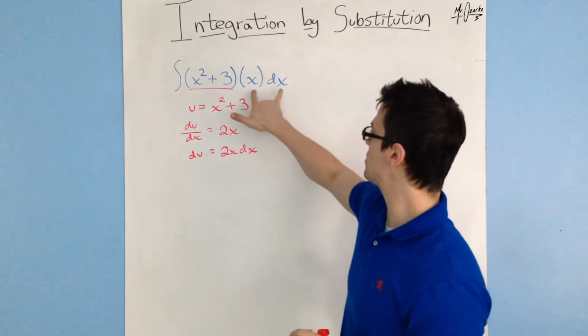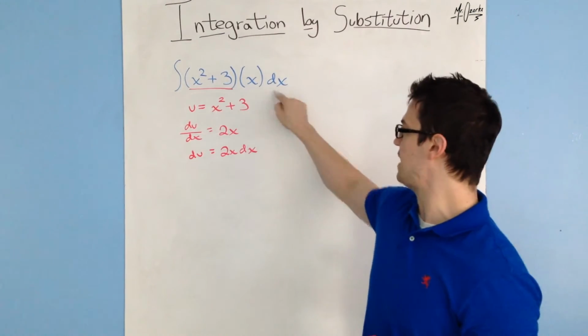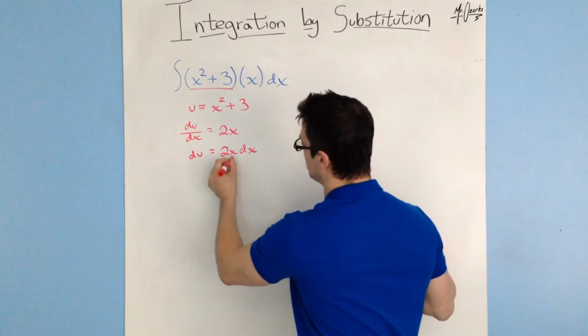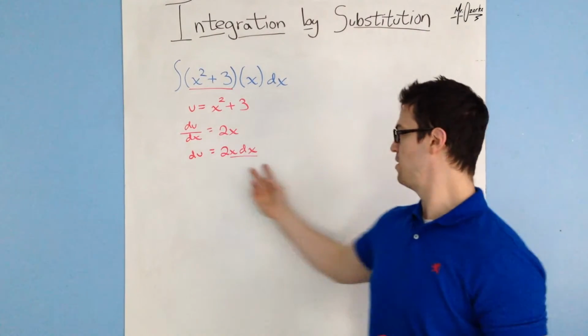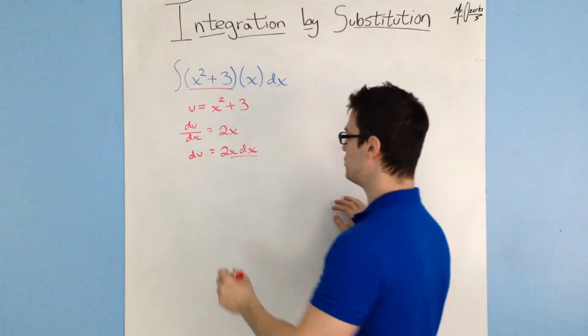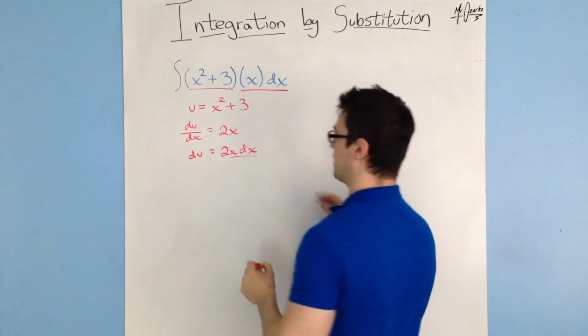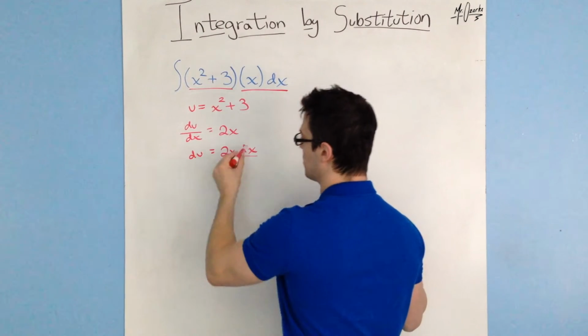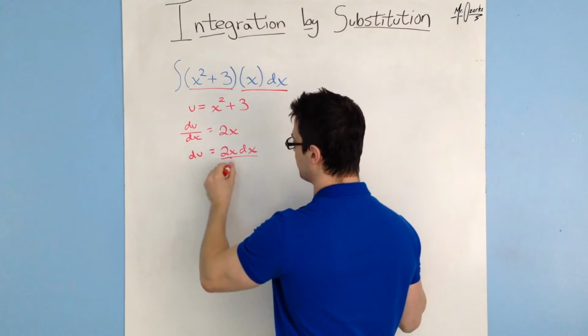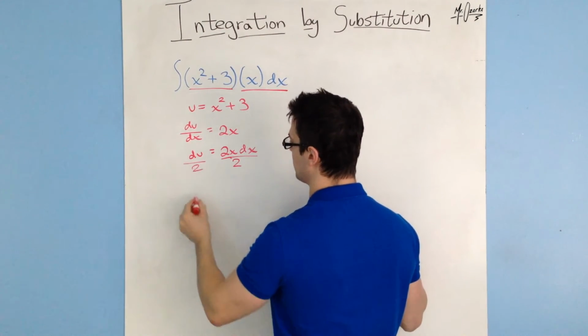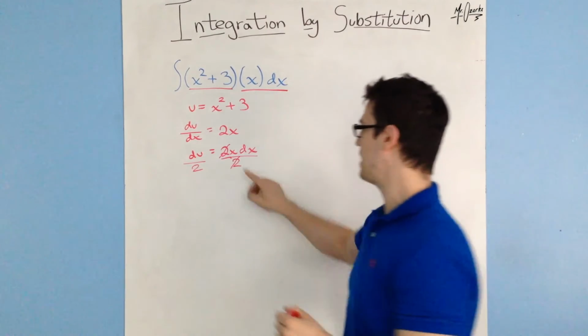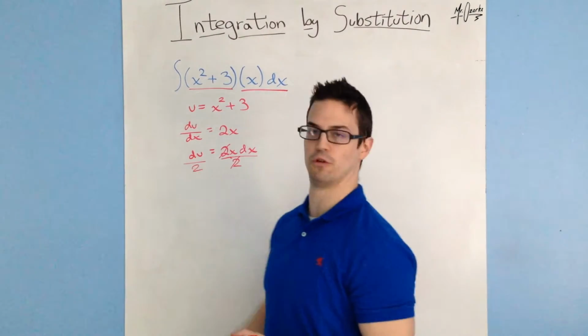Now if you notice, we still need to substitute for x dx right here, and there's an x dx right in here for what we solved for. So we want to solve for this x dx so we can substitute it in for these two variables up here. What I'm going to do is divide both sides by 2. The 2's cancel. Now we have x dx is equal to du over 2.